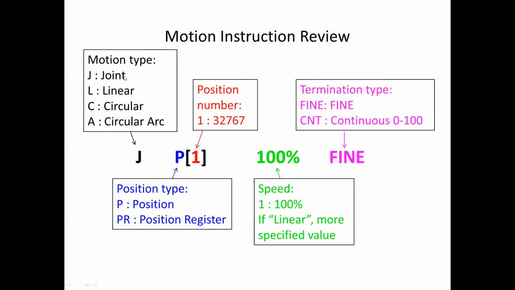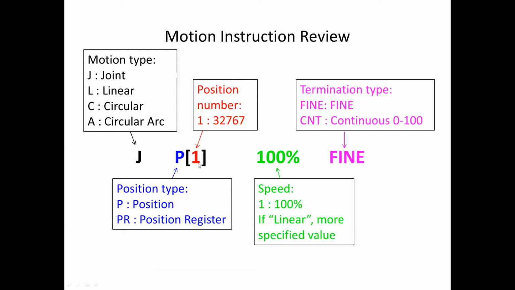This J represents the motion type: J for joint, L for linear, C for circular, A for circular arc. P is the position type. P represents position; there's also another choice, PR. PR represents position register. A position register is a recorded position which can be accessed globally outside the current program. In this video, we only use position, not the position register.